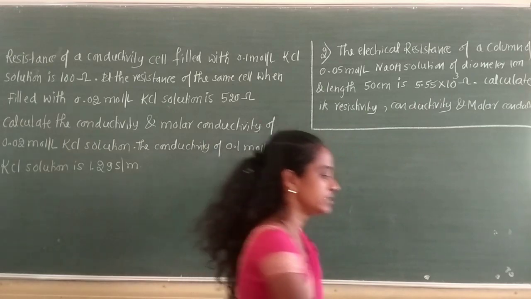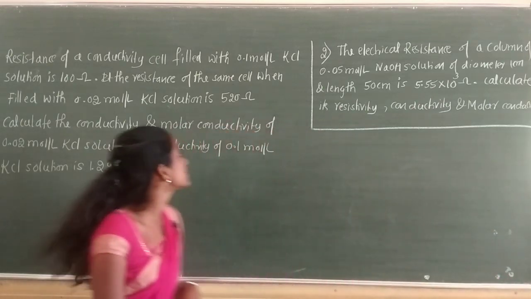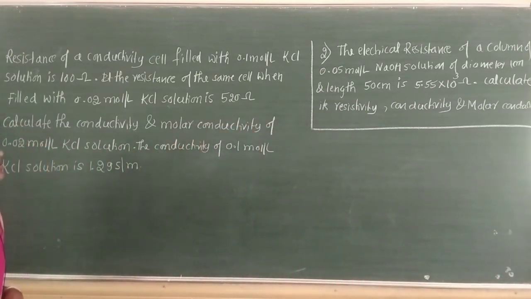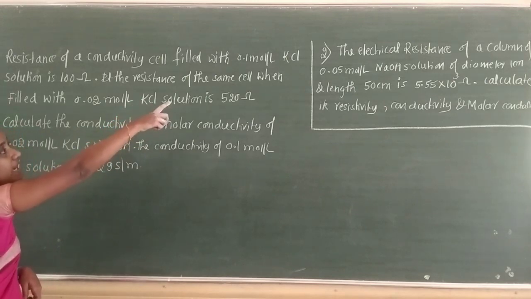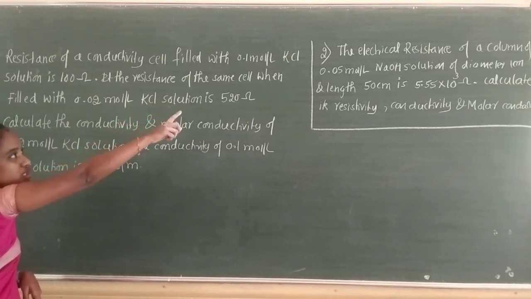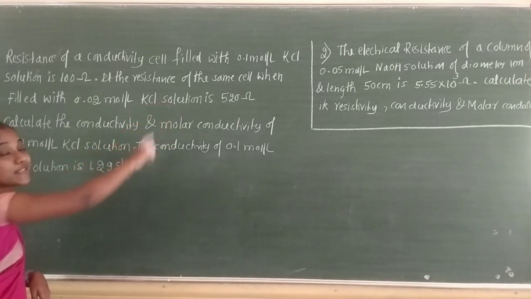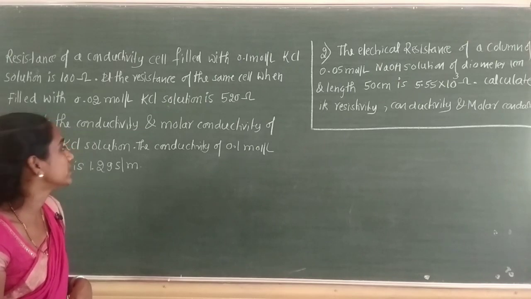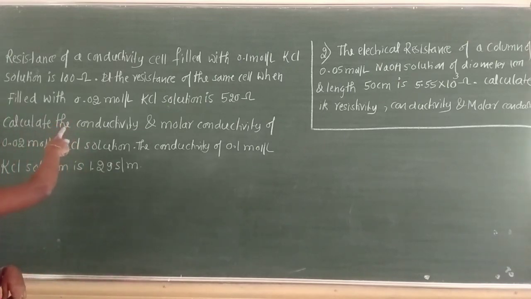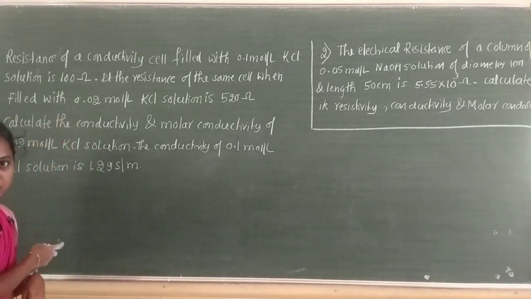Okay, let us consider the first problem. The resistance of a conductivity cell filled with 0.1 mole per liter potassium chloride solution is 100 ohms. That means inside the conductivity cell they have kept potassium chloride solution whose concentration is 0.1 mole per liter, and the resistance of that solution is 100 ohms.